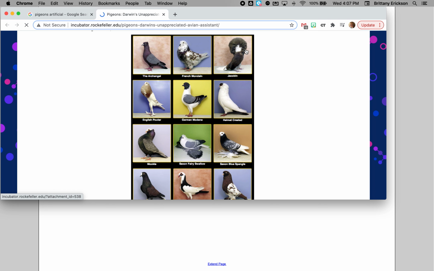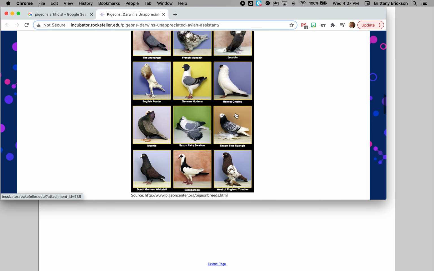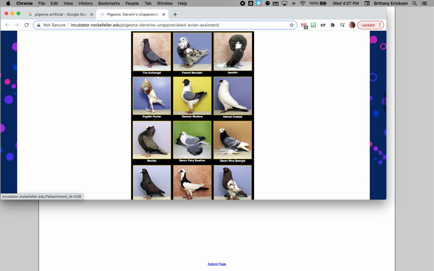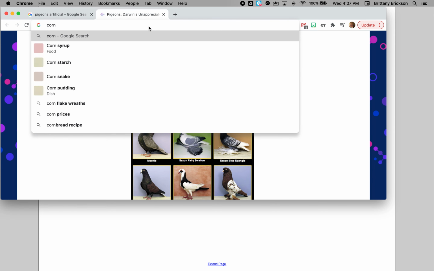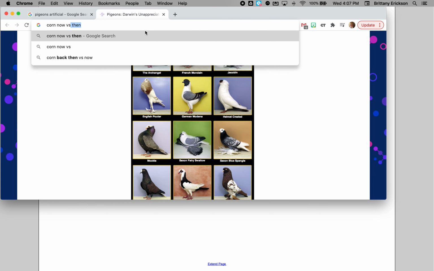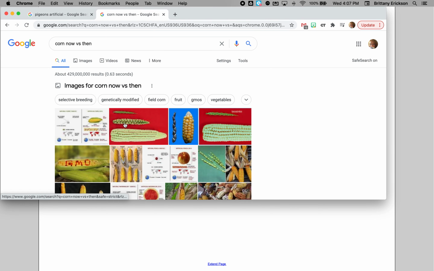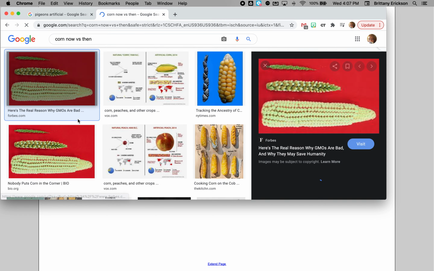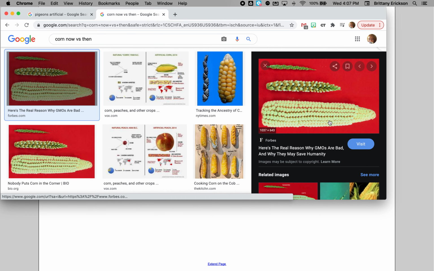Okay, so just by looking at these pigeons, some of them look kind of crazy. The feathers covering the feet, as you can see here, the big chest on the front, the hood or the plume that's covering the head. We did this with corn. I don't know if you know what corn used to look like. This is what corn used to look like. It wasn't always the corn on the cob that we see today. It used to look like this, and through careful selective breeding, now corn looks like the corn that we see today.